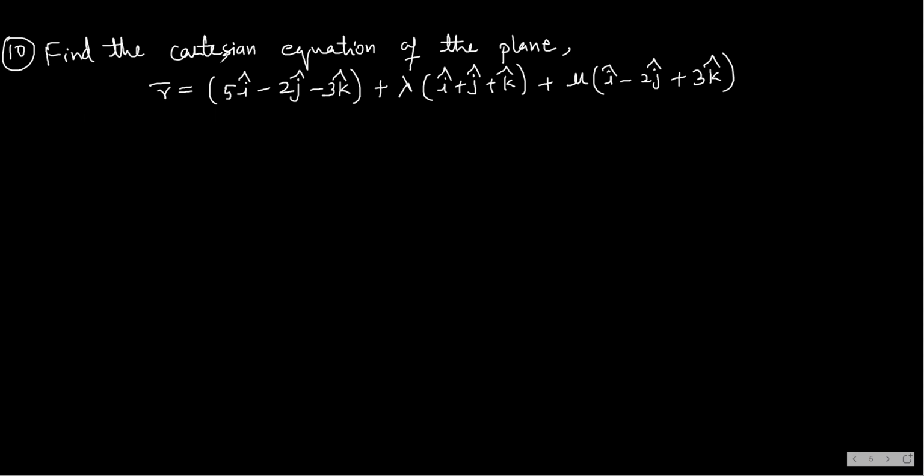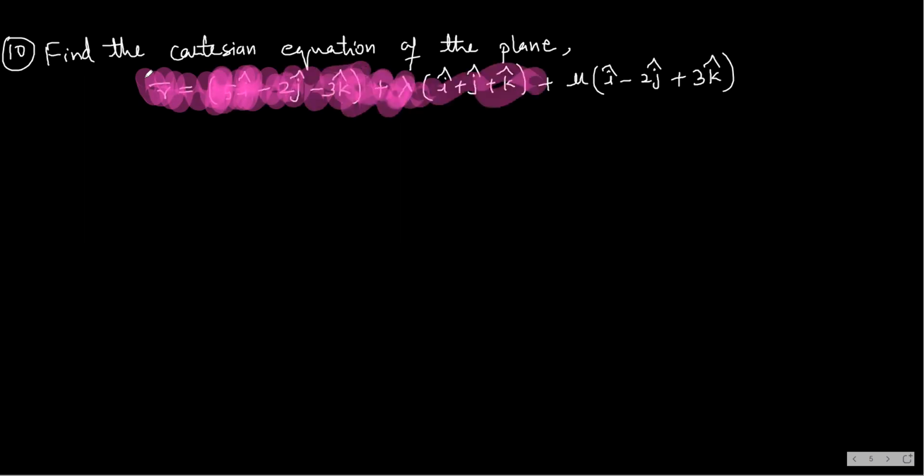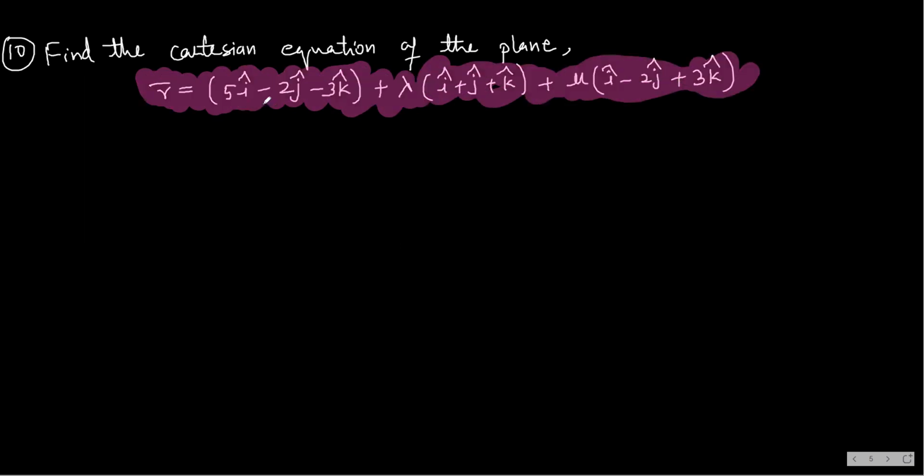This is number 10. Find the Cartesian equation of the plane. We have to find the Cartesian equation of the plane. They have said that there is a plane, and what is the equation? They are giving the equation of the plane as R bar equals, see, this is the equation of the plane they have given. R bar equals 5 I cap minus 2 J cap plus 3 minus 3 K cap plus lambda times I cap plus J cap plus K cap plus mu times I cap minus 2 J cap plus 3 K cap.